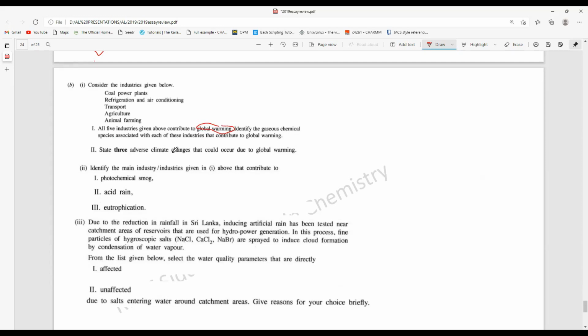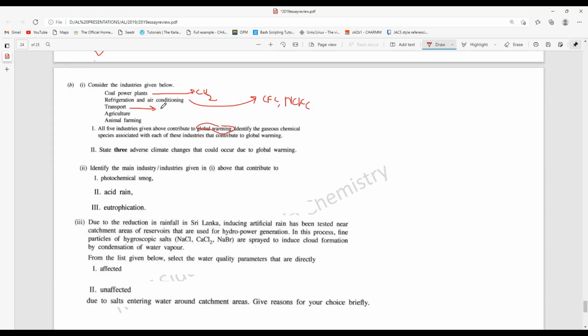So you need to just think about what are the species that can affect global warming, which means what are the greenhouse gases that are emitted from these industries. Typically, coal power uses carbon, so carbon dioxide will be formed. Refrigerators, we know CFC can be formed, or either HCFC can be formed.